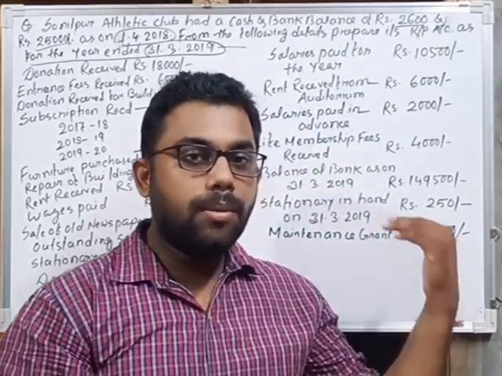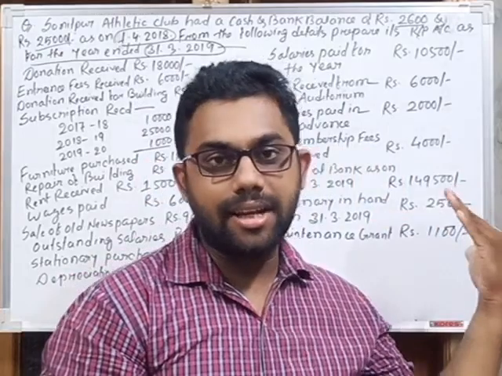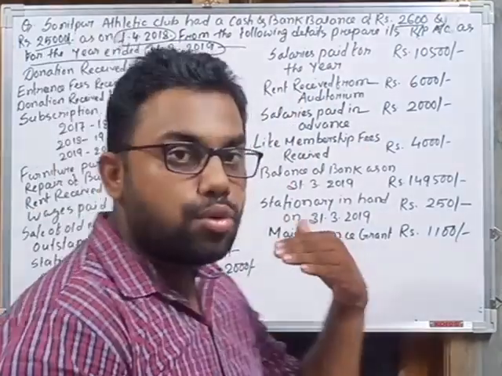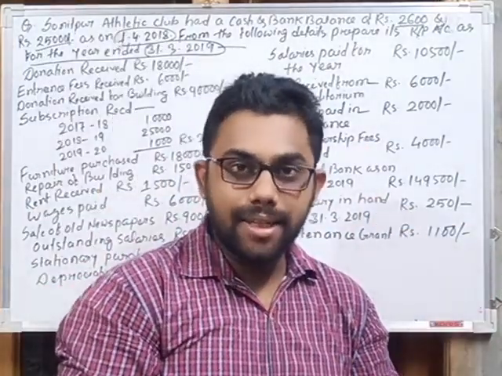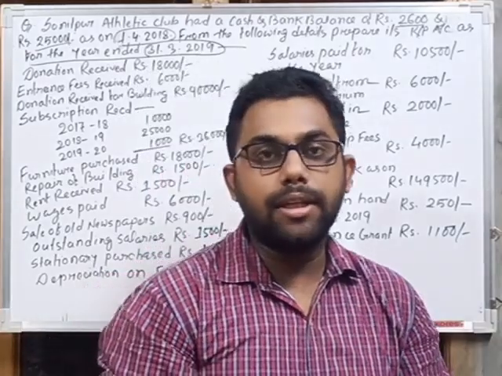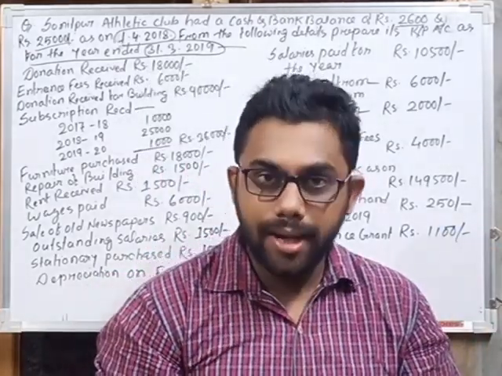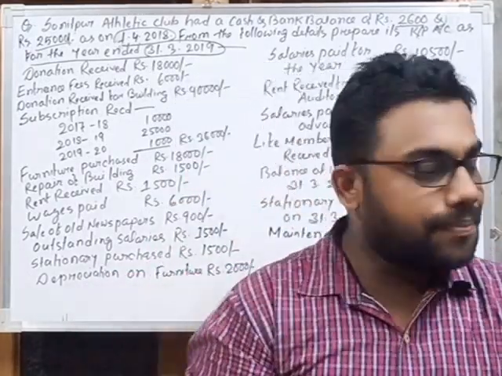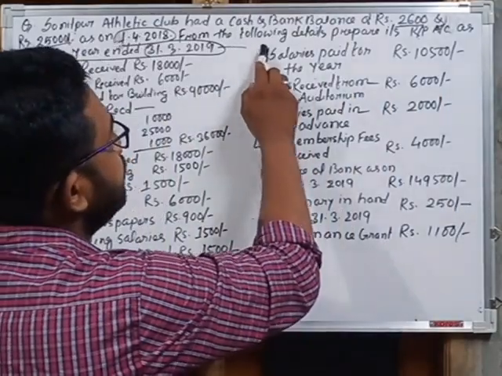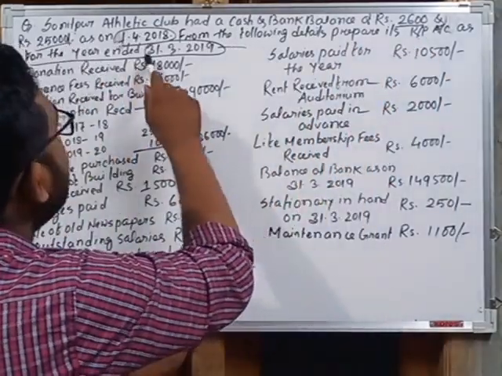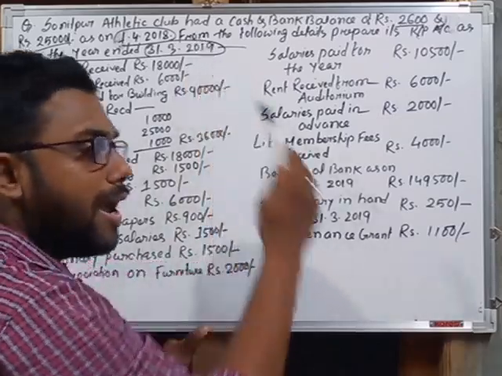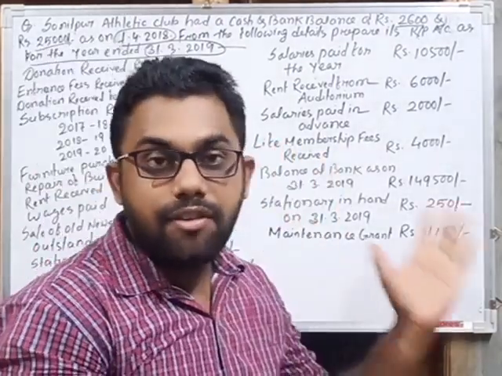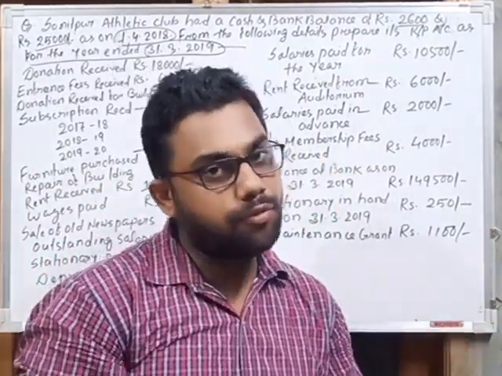In the question, both the balances, cash in hand and cash at bank, are given, and the date is 1/4/2018, which is the opening date. So the closing date for the current year is 31st March 2019, and our current year is 2018 to 2019. Next, from the following details, prepare its receipts and payment account for the year ended 31st March 2019. So automatically 31st March 2019 is the ending date for the organization.